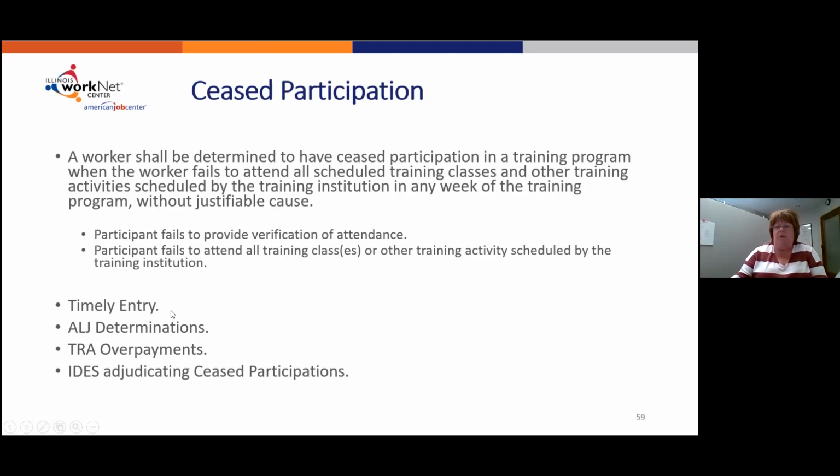Like I said, we want timely entry. There can be administrative law judge determinations made on these generally, and they will come back. There are sometimes hearings that are held. These are adjudicated by IWDS staff, and it could cause TRA overpayments if they are not entered in a timely manner. And we don't want the participants to have a TRA overpayment.